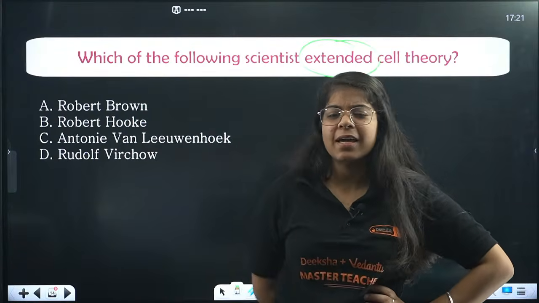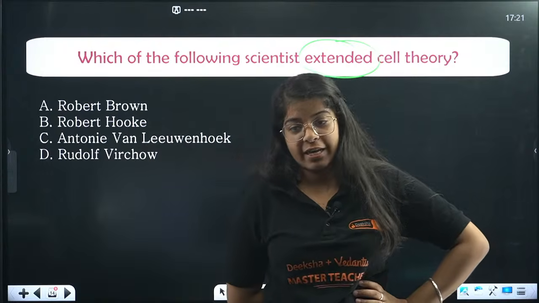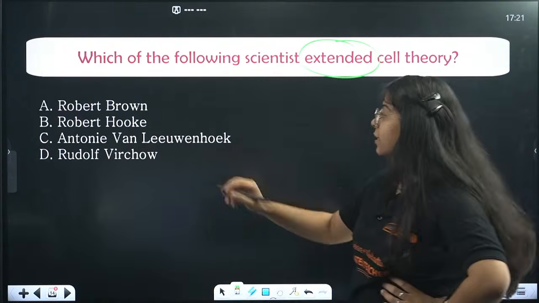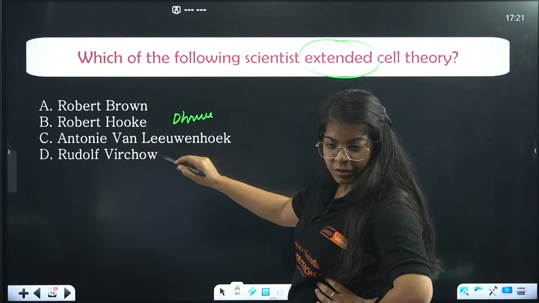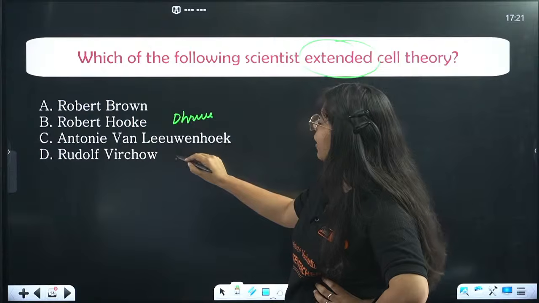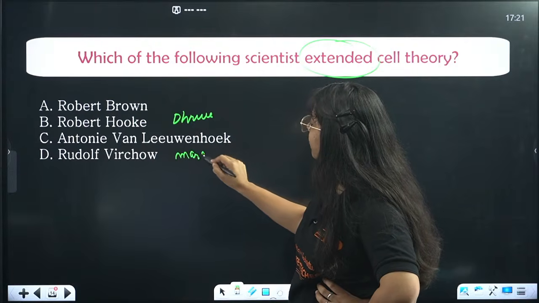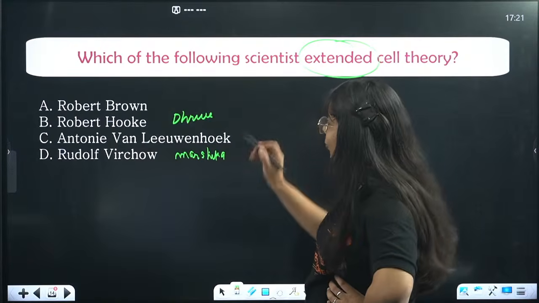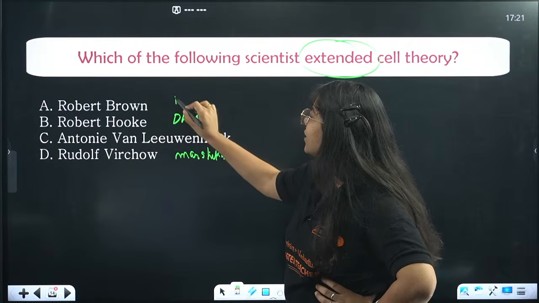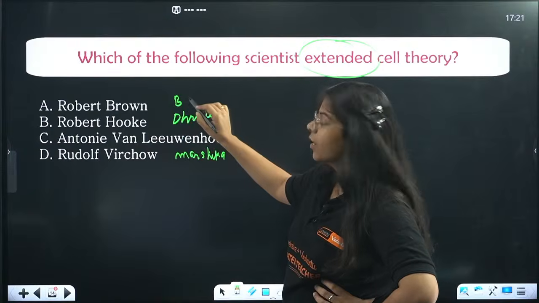Marshika is saying D, Rudolf Virchow. Okay, we have two answers. Dhruv is saying Robert Hooke, and Marshika is saying D, and we have Robert Brown, another answer. Okay, you guys are just messing with me now, no?